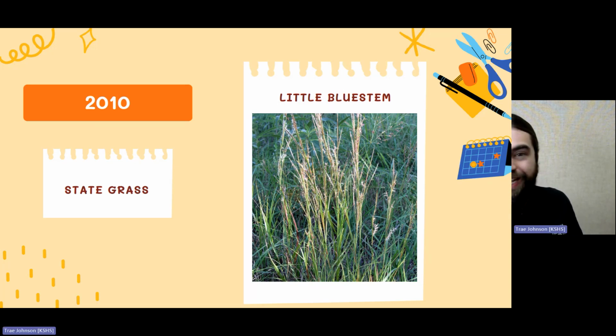Little bluestem is a grass that is native to all of Kansas and a majority of North America. It can grow up to 5 feet tall and is a great source of food for animals like cattle and bison. It has bluish green or grayish green blades in early summer, such as May and June, and by July it develops flowering stalks. It became our state grass in 2010.